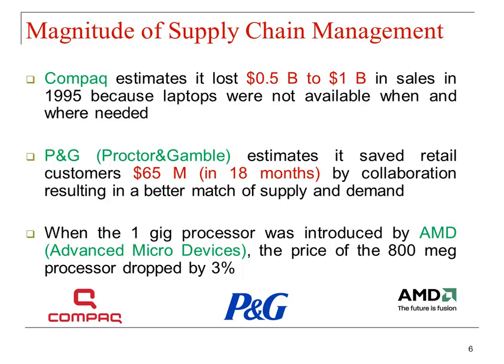Procter & Gamble estimates it saved retail customers $65 million in 18 months by collaborating, resulting in a better match of supply and demand. And when the 1 gig processor was introduced by AMD, the price of the 800 meg processor dropped by 3%.